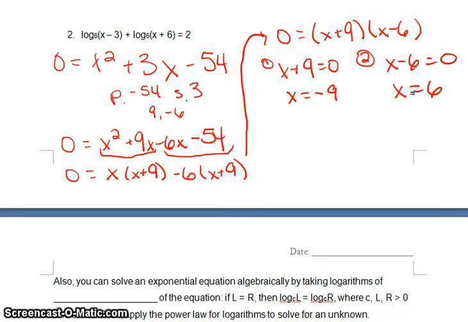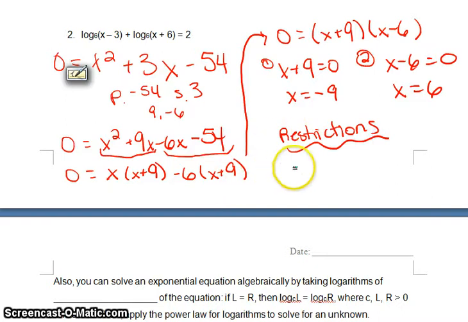So now let's check to make sure that these work. First, we will find the restrictions if you guys didn't do that already. If you remember, your log argument cannot be equal to 0 or any negative number. So you could set each of those factors equal to 0: x minus 3 is equal to 0 and x plus 6 is equal to 0. Moving those numbers over to the other side, we have x is equal to 3 and x is equal to negative 6. At these points, these are going to make our value 0. So it cannot be 3 and it cannot be negative 6.